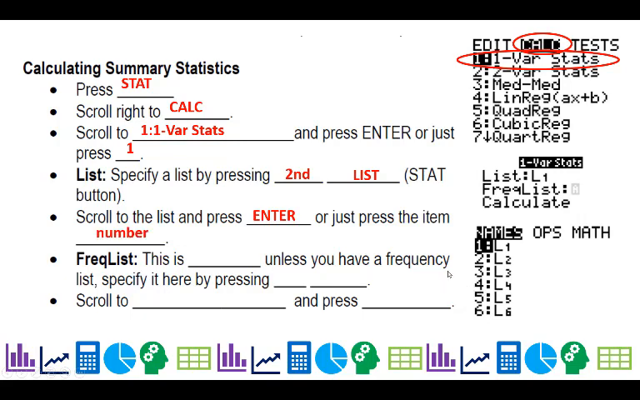All right. Finally, frequency list. You can leave this blank unless you actually do have a frequency list. And if you do, specify it here by pressing 2nd List. Then finally, you're going to scroll to Calculate. You're going to pop back to this screen and press Enter. If you have a frequency list and you do not specify it, you will get the wrong summary statistics.